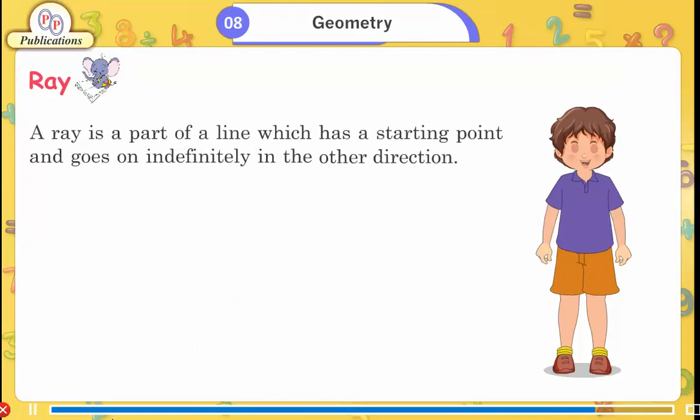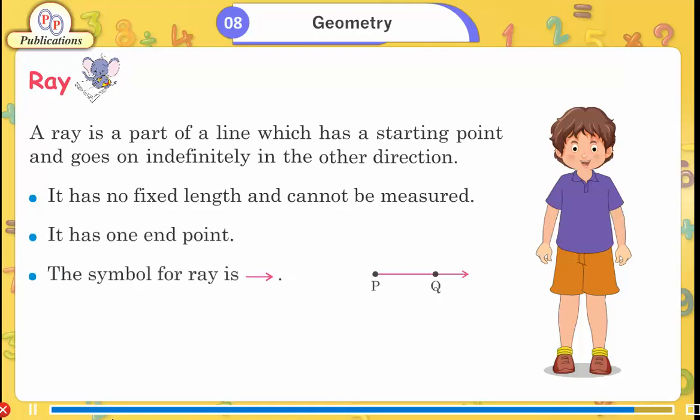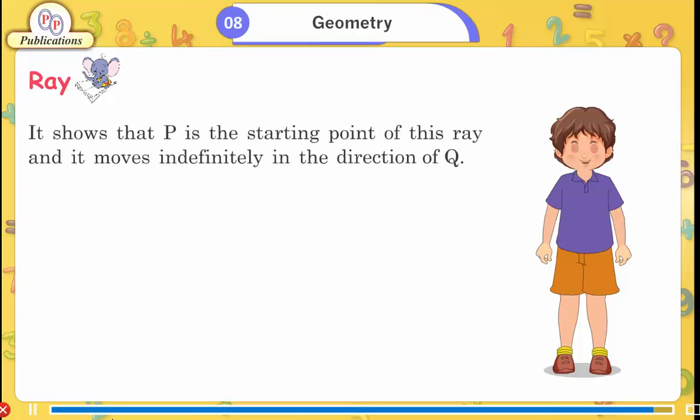Ray. A ray is a part of a line which has a starting point and goes on indefinitely in the other direction. It has no fixed length and cannot be measured. It has one end point. The symbol for ray PQ is written as PQ. It shows that P is the starting point of this ray and it moves indefinitely in the direction of Q.